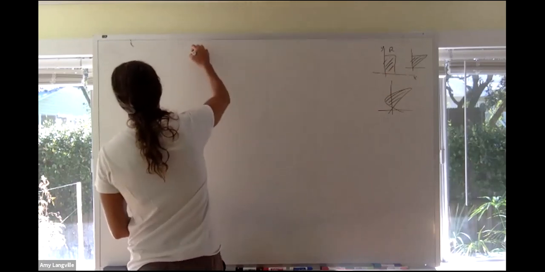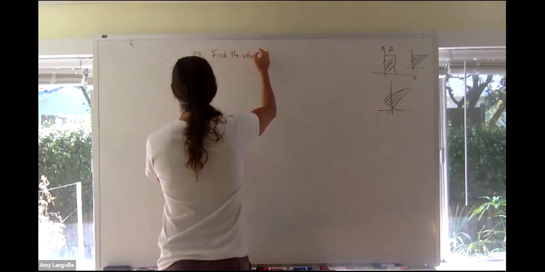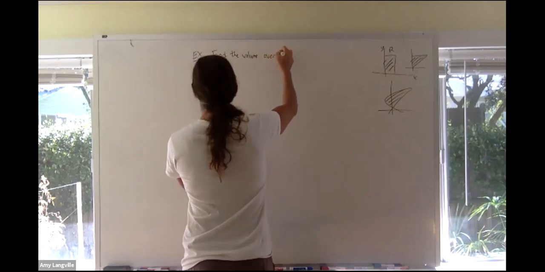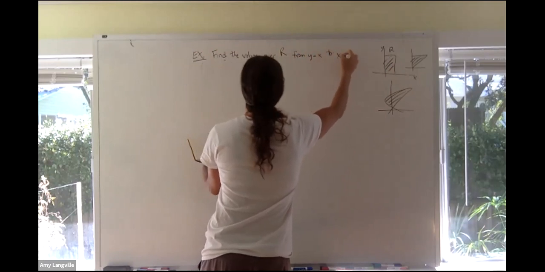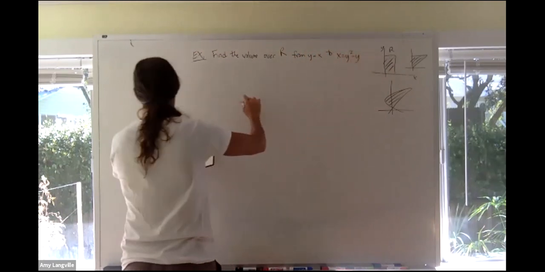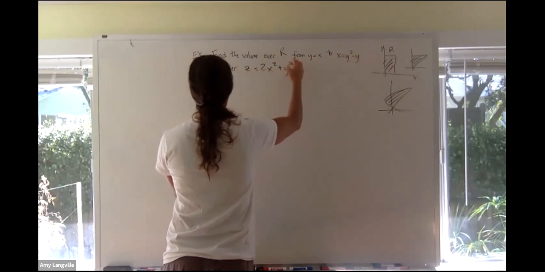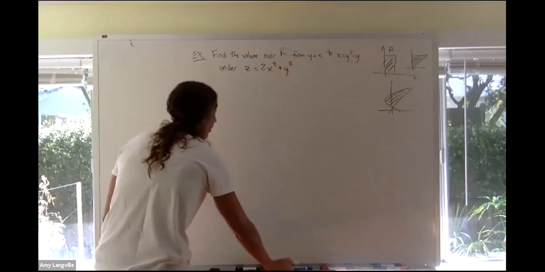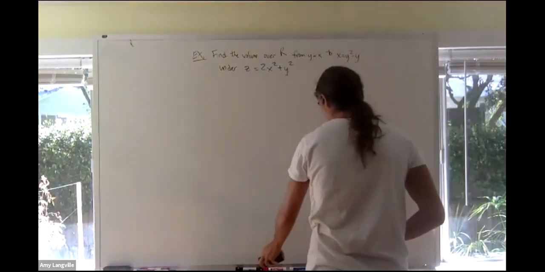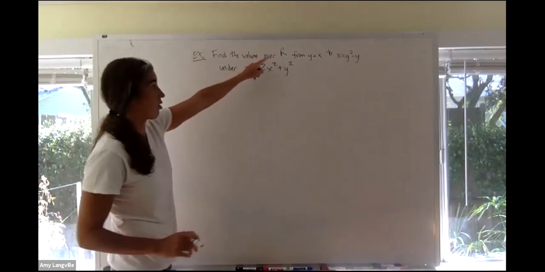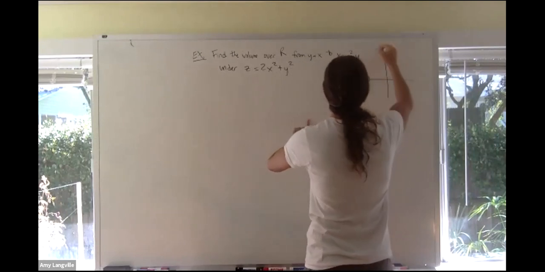So we want to find the volume over R from y equals x to x equals y squared minus y, under z equals 2x squared plus y squared. Okay, so they're just defining a region R in the xy plane, and let's go ahead and graph this.